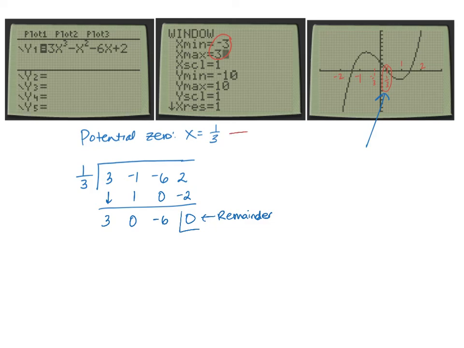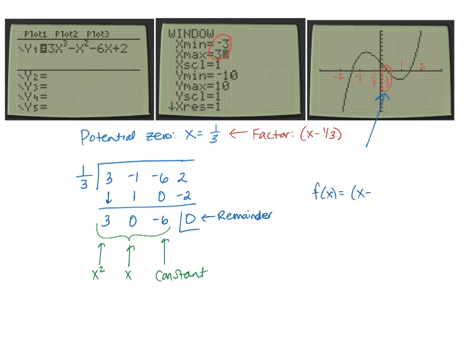And if we know a 0, we know the factor that goes with that is going to be x minus 1/3. Think about the values that you found in your quotient here. The -6 is going to be your constant term, 0 is the x term, and 3 is the coefficient for our x squared term. So here's what we've figured out so far. We've taken our original function and factored it to be x minus 1/3, using the 0 that we found on our graph that we put into our synthetic division, and then 3x squared minus 6.